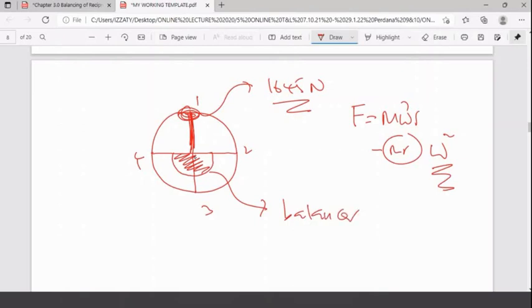So the system is now balanced. What is the magnitude? It is pointing upward with the units of 1645 Newton. This one will be pointing downward with the unit of 1645 Newton. So now the system is balanced.